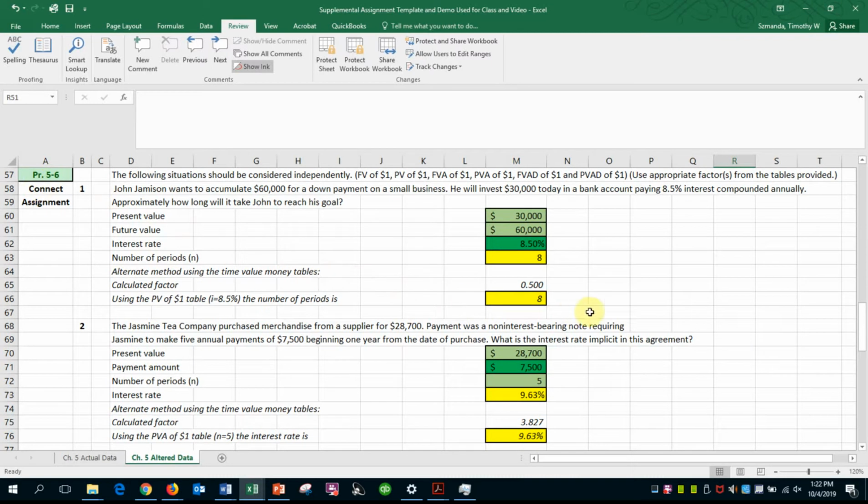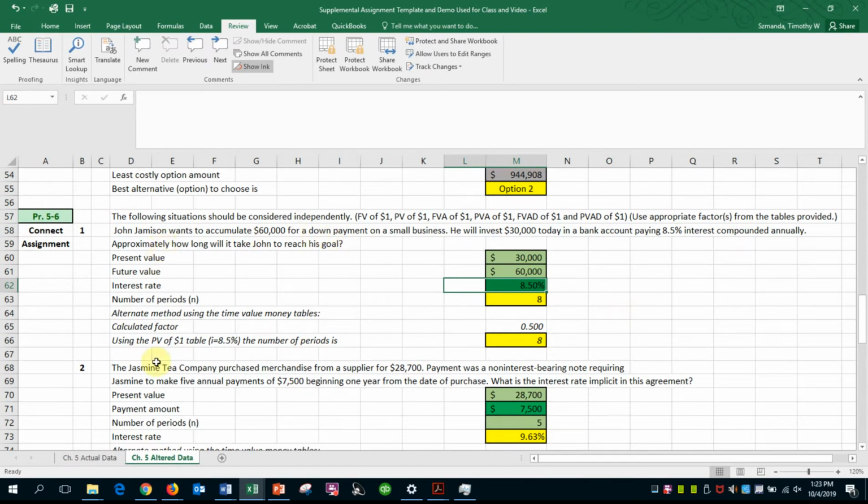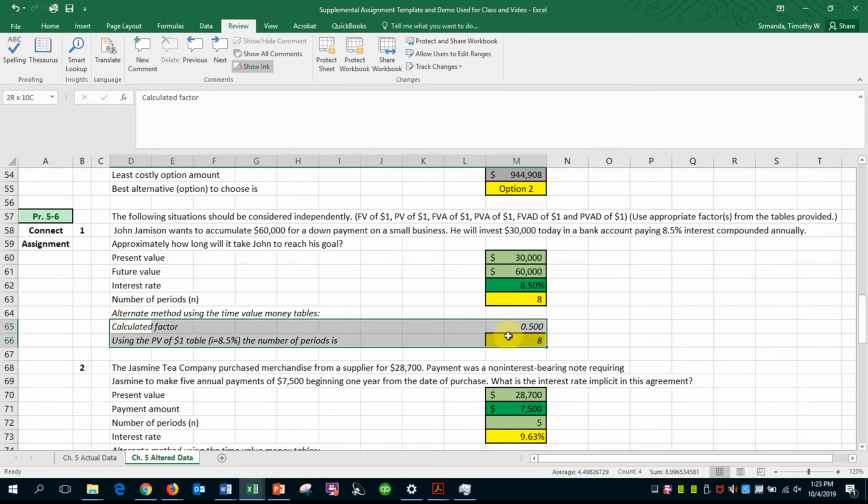Problem 5.6 at the end of your chapter, in chapter 5, I've changed the interest rate in this case. These are 3 independent situations, so they have no relationship one to the other. And I've solved them in 2 manners, because I know some of us like to use the tables. So I'm going to show you how to use the tables to find the number of periods. You can also use Excel or your calculator or your online calculators as well to calculate the number of periods.